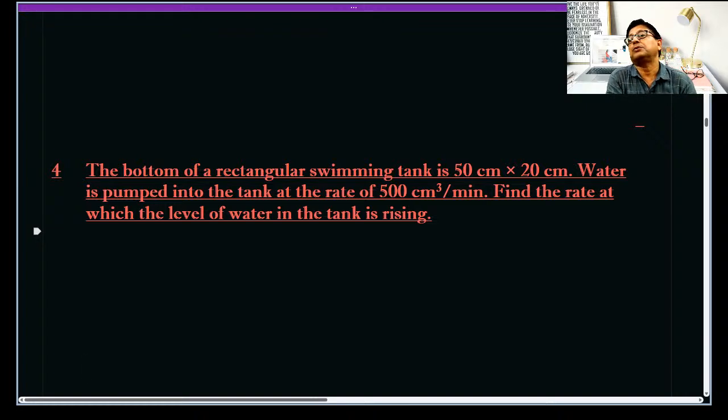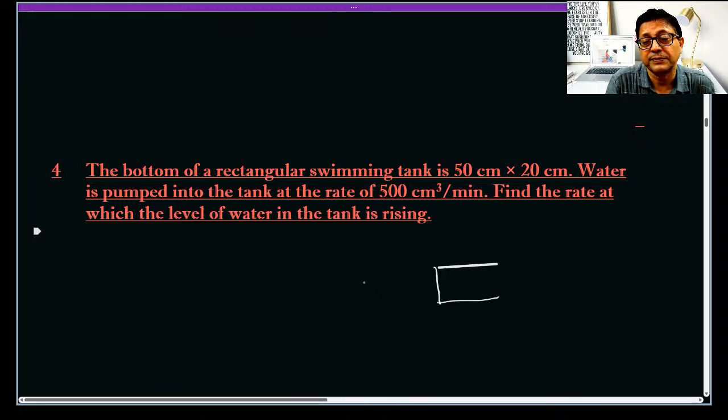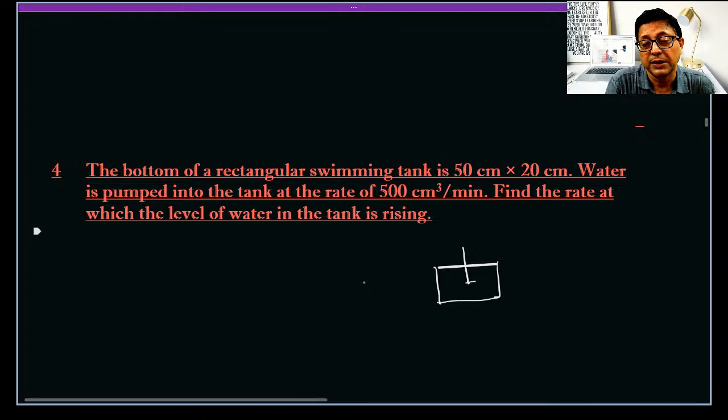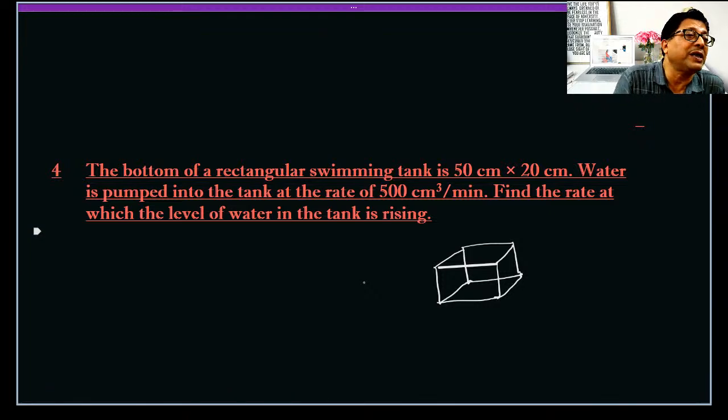I'll try to explain the sums which are not given in the text. This is another type. It depends on your concept. Everyone can do it, isn't it? What they have asked, a rate at which level of water in the tank is rising. When you pour some water in a box, then what happens? If you pour some water in a box, then height of water in it gradually will increase.